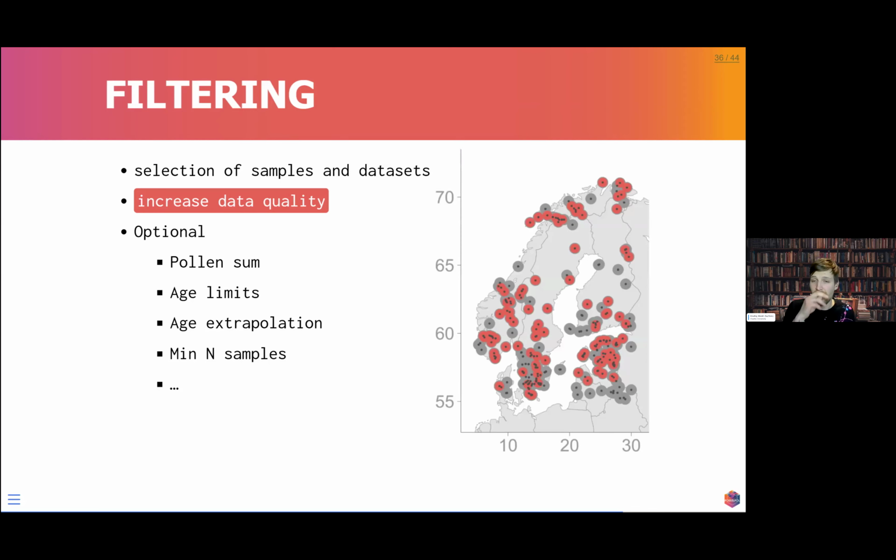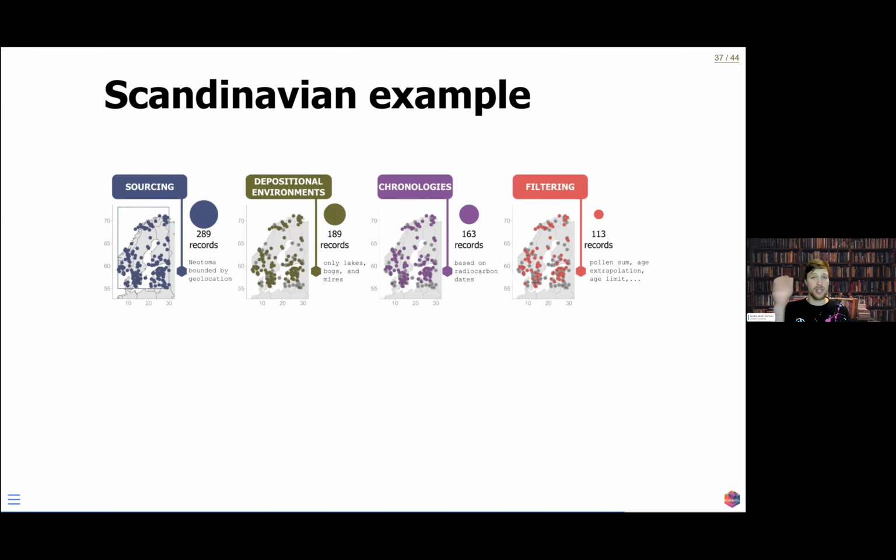Again, I use some of my set criteria for our example in Scandinavia. And again, I would say the red pink ones are those which fulfill these criteria. So as you can see, through this process of using FOSSILPOL step by step, we started with 300 records, which are Neotoma records bounded by geolocation, and go through to only 100 records at the end, right? Which seems like we are losing quite a lot of data.